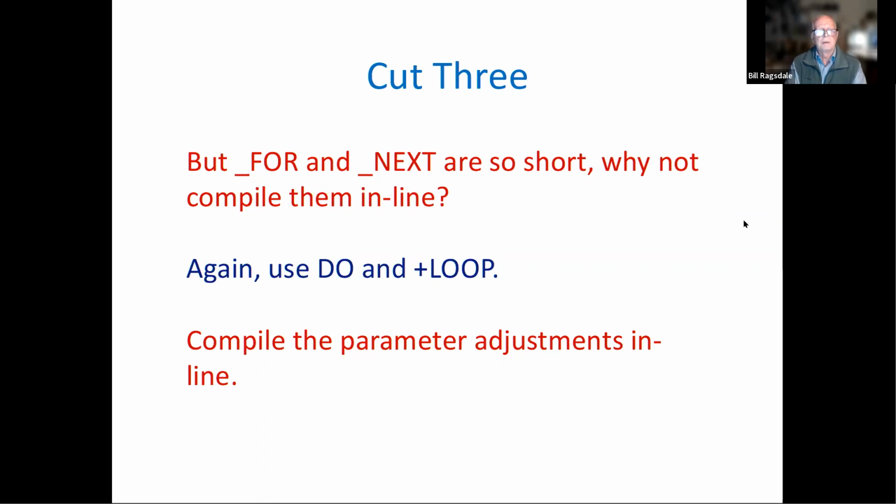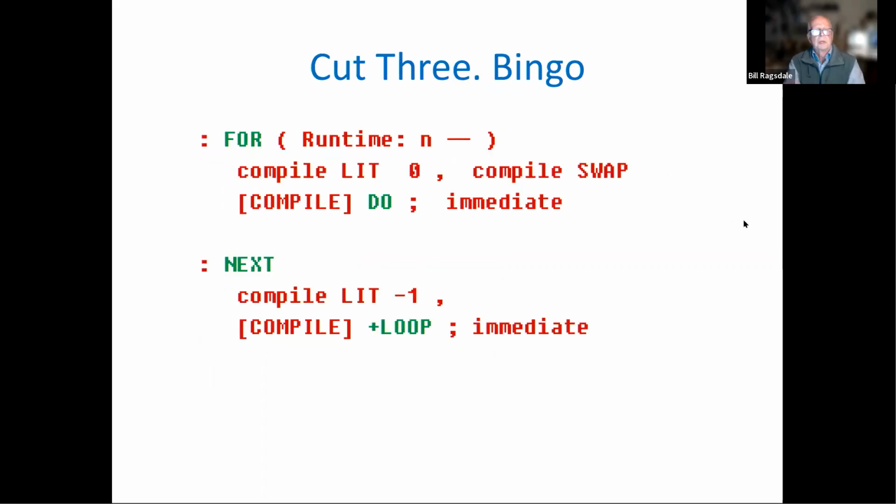Well, then I thought, my _FOR and _NEXT are so short, why don't I just compile them inline? So again, I went back and I grabbed the DO and +LOOP and modified them, and I compiled in place the parameter adjustments. Now we see the words are, FOR is compile a literal with a 0 to begin, and then a SWAP.